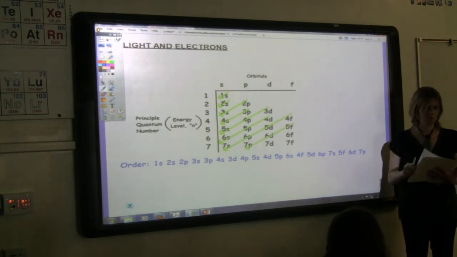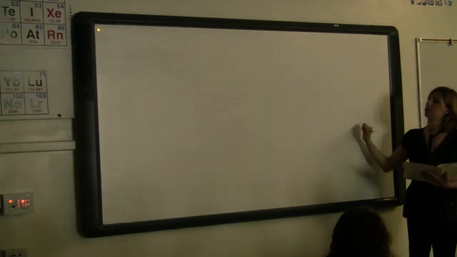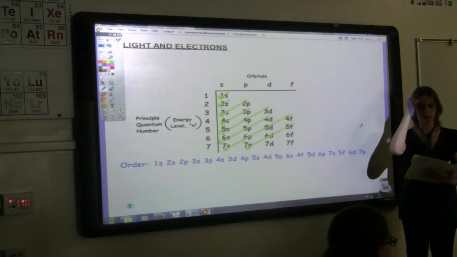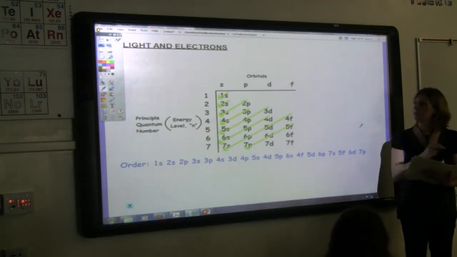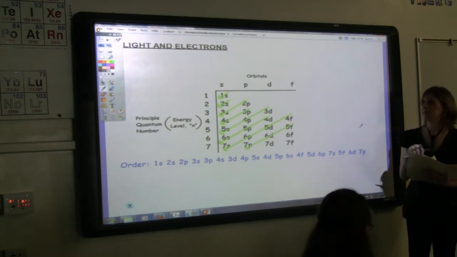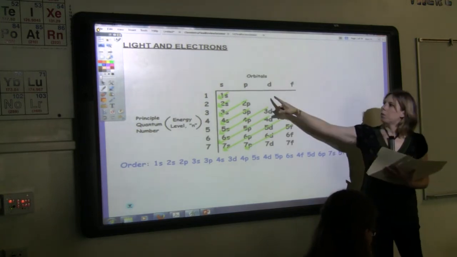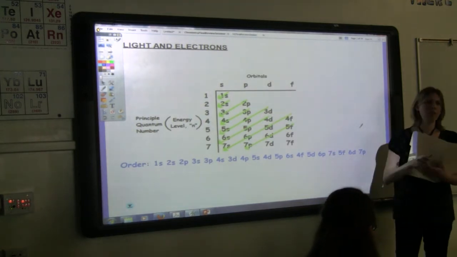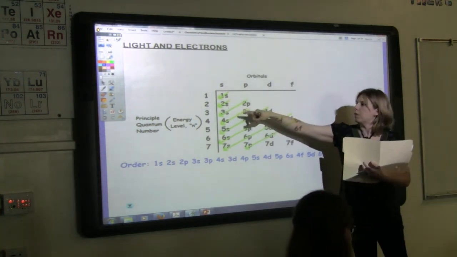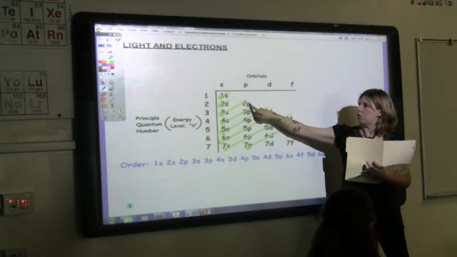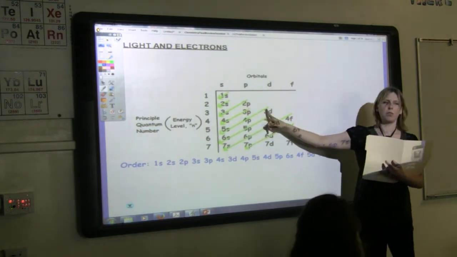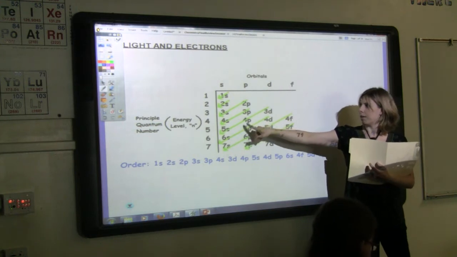So first thing we're going to go over is light and electrons. So that includes our quantum mechanics. So a reminder, when we fill our orbitals, it's going to go 2s2, then 2p6, 3s2, 3p6, 4s2, 3d10, 4p, 5s.